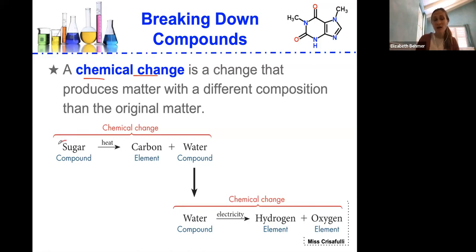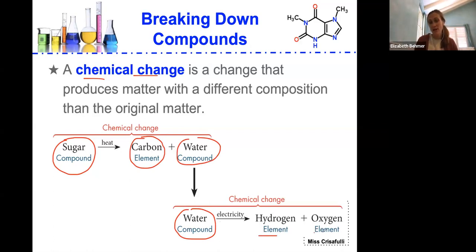matter. So if we take our sugar, our compound, and again, sugar is a name for many different types of sugars. We have glucose, which is a simple sugar, probably the most common, that's C6H12O6. And then if we break down sugar or glucose, we're breaking it down into products that will have different compositions. So through the process of heat, we could burn sugar and give off carbon and water. Then if we take that water and use electricity, we can break water down into its individual components of hydrogen and oxygen.